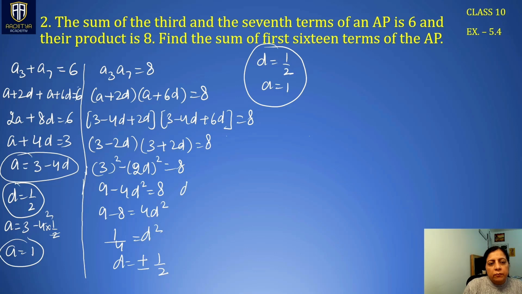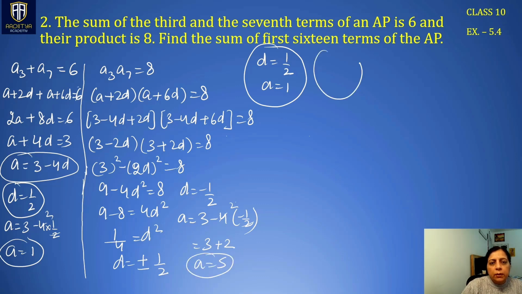And in the second setup, when D is minus half, A becomes 3 minus 4 times minus half. This is minus 2 multiplied by minus 1, which is plus 2. So A comes out to be 5. The second pair becomes: when D is minus half, A is 5. Right? So we have to consider both the options here. Accordingly, we have to find the sum of the first 16 terms in both the cases.